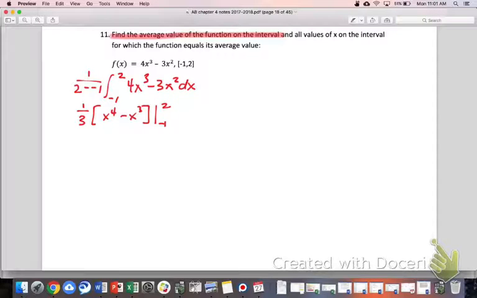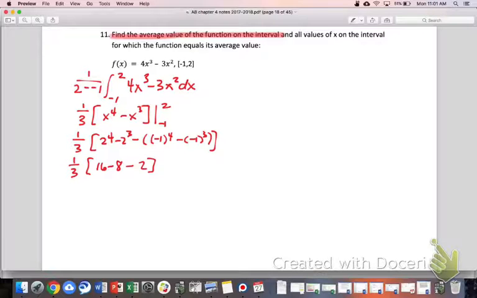Again, please practice good notation. It should really look just like that. Then we're going to plug in the 2 and the negative 1. We get 2 to the 4th minus 2 cubed minus negative 1 to the 4th minus negative 1 cubed. And that ends up being 1/3 of, let's see, it'll be 16 minus 8 minus 2. And so that would be 6 over 3, which is 2. Okay, so your average value should be 2.